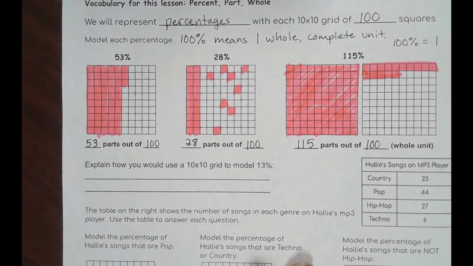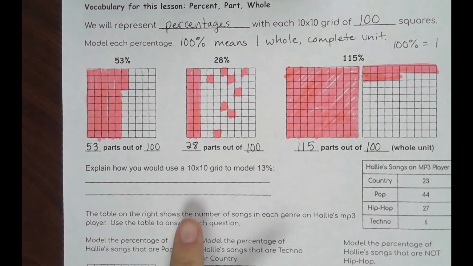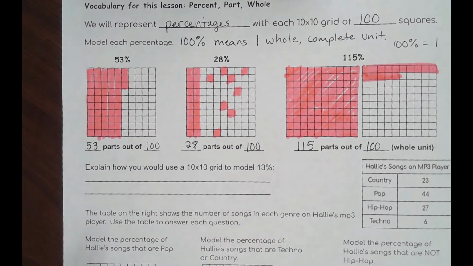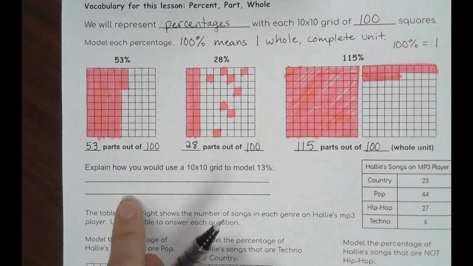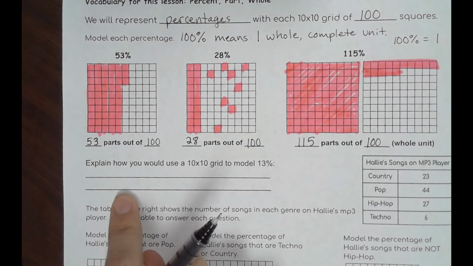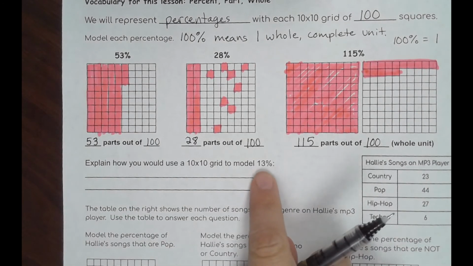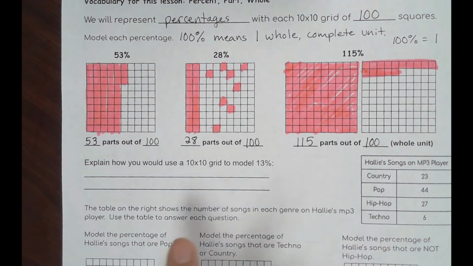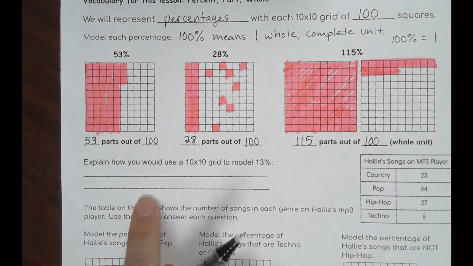So, how would you explain how to use a 10 by 10 grid to model 13%? This better not be blank. This is going to be something you're going to fill in on your own. You tell me in your own words how to model 13%. Go ahead and pause the video and fill out that.